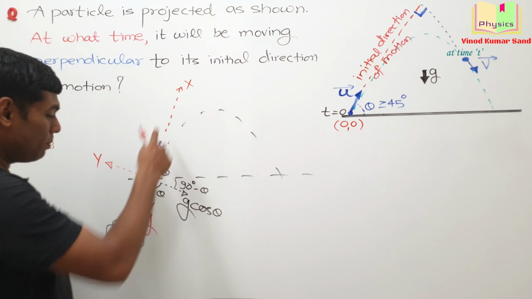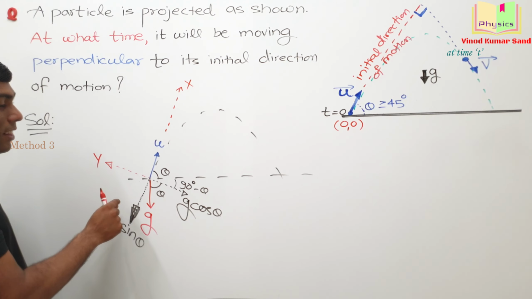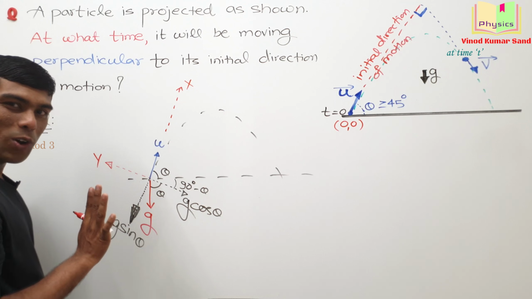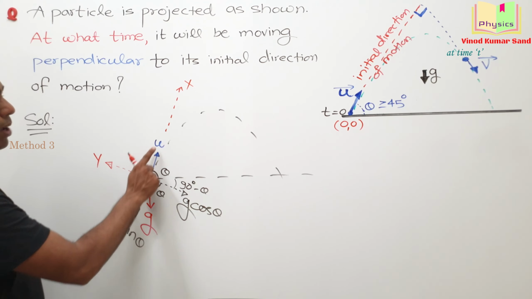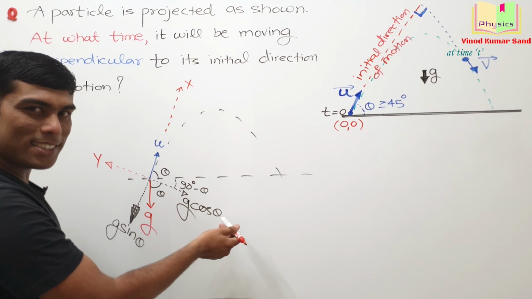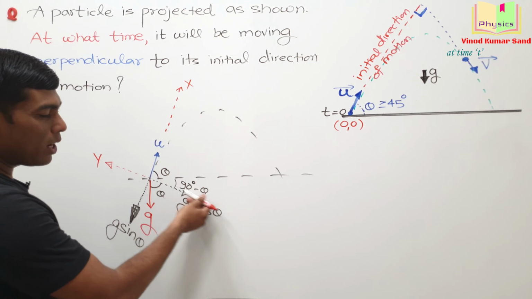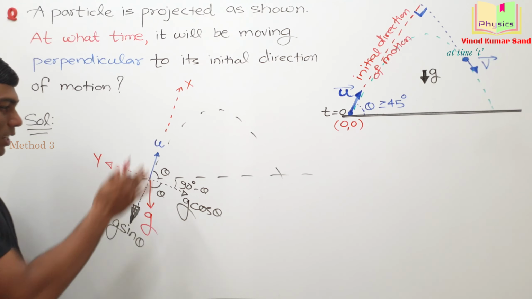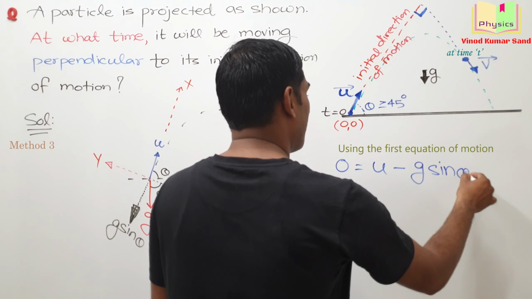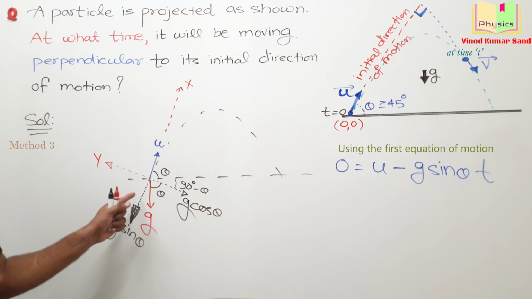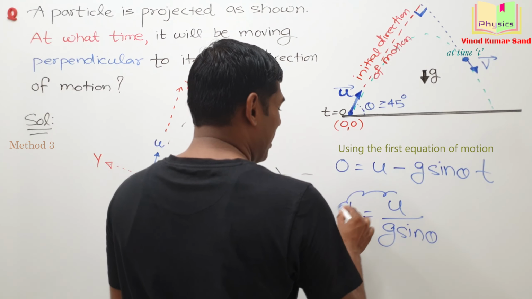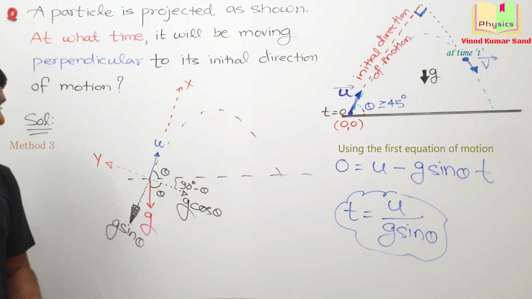Do you agree with that? Because it's slowing down because of this acceleration. And in negative y direction, the speed of particle will keep on increasing due to the presence of this g cos theta. Got it? So ultimately, we have to make the velocity zero along the x-axis. Then particle's velocity will be remaining only along the negative y-axis. Clear? So the particle will be moving perpendicular to its initial direction of motion. I am doing that. 0 is equal to u minus g sin theta into t. This was the acceleration responsible for making this velocity 0. Here comes t is equal to u by g sin theta. Again the same answer.